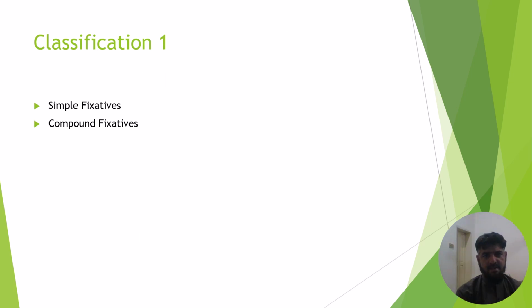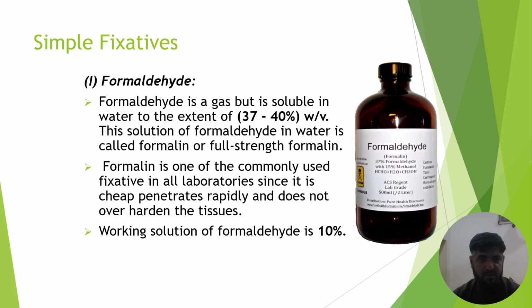Now we will discuss the classification of fixatives. So the first classification is based on the number of fixatives. For example, we have simple fixative in which one chemical is used for the purpose of fixation, while compound fixatives are those in which two or more than two chemicals are combined and used for the purpose of fixation. So we will discuss these simple fixatives one by one.